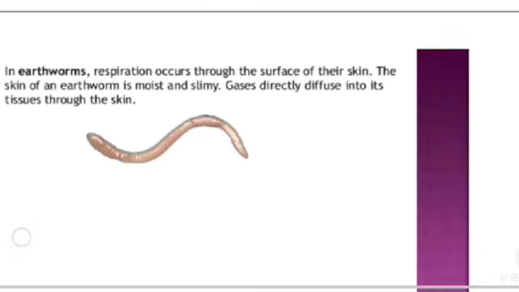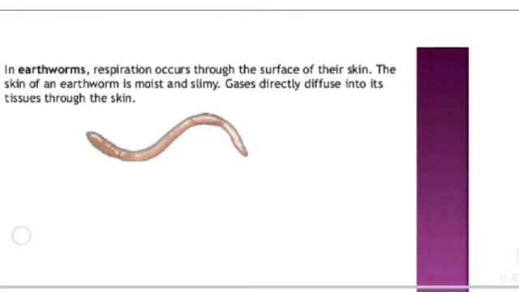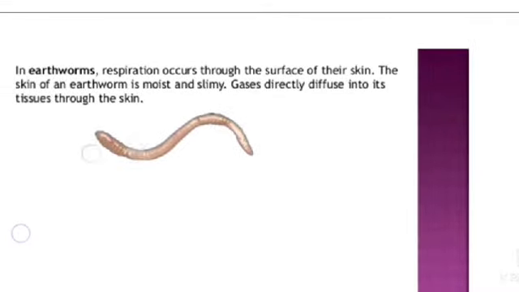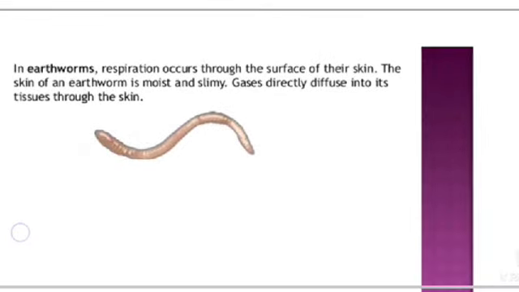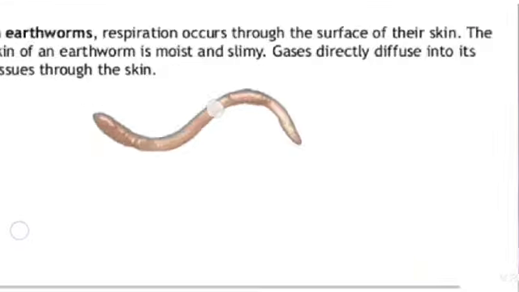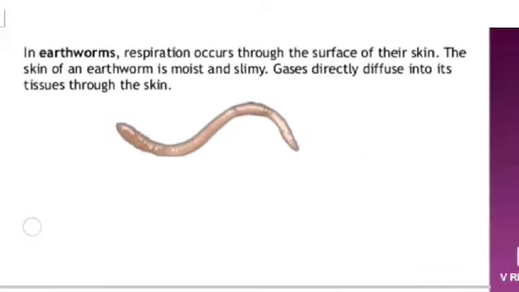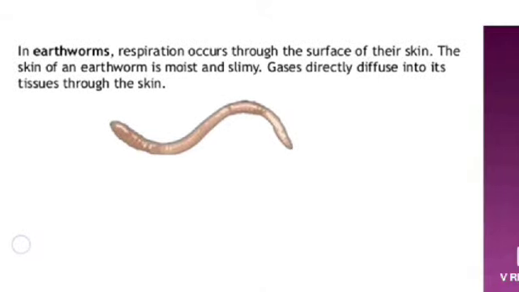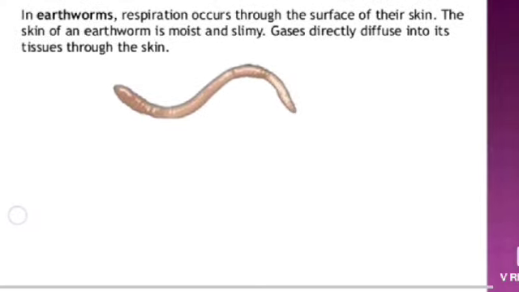In earthworms, respiration occurs through the surface of their skin. The skin of the earthworm is moist and slimy. Gases easily diffuse into its tissue through the skin.